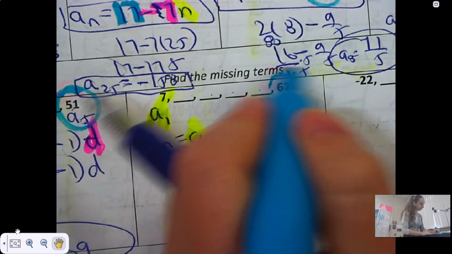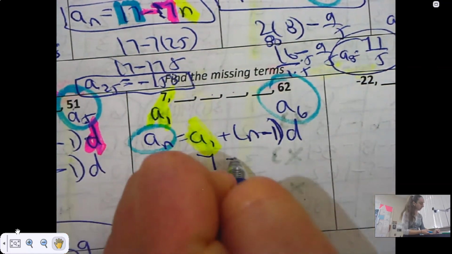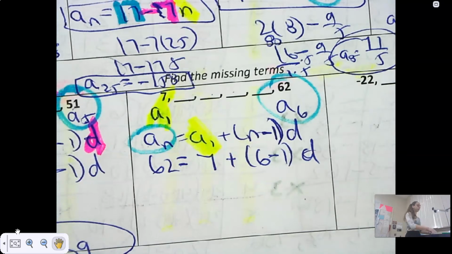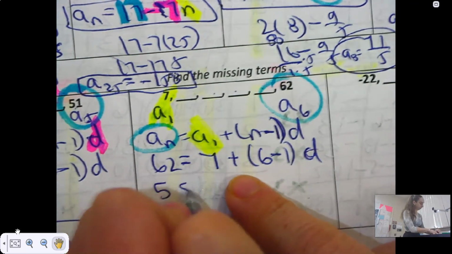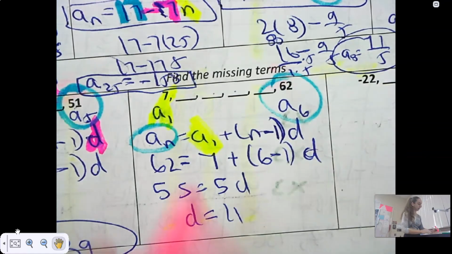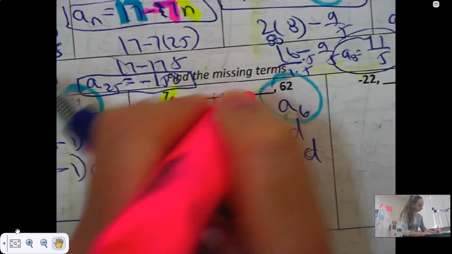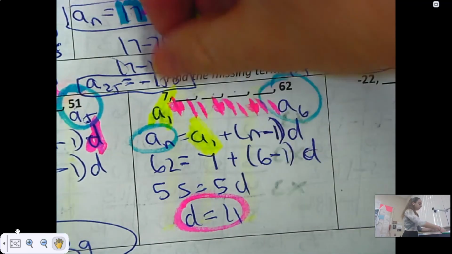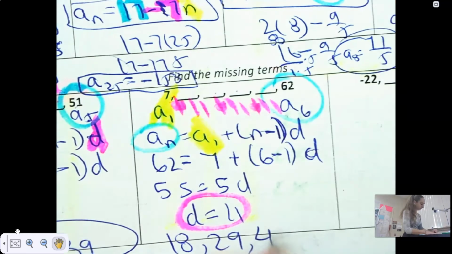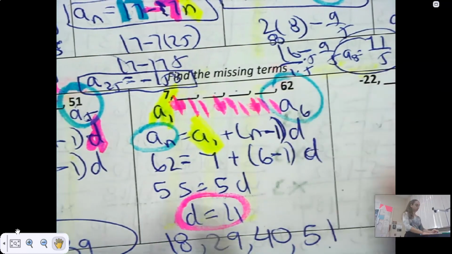And then I can go, hey, if this is my sixth term, that would go in there. And that means I'm finding 6 minus 1 times d. 62 minus 7, 55. 5d, d equals 11. Hey, I got the pattern. Now that I know the pattern, plus 11, plus 11, plus 11. 7 plus 11, 18. Plus 11, 29. Plus 11, 40. Plus 11, 51. Plus 11, I'm good to go.